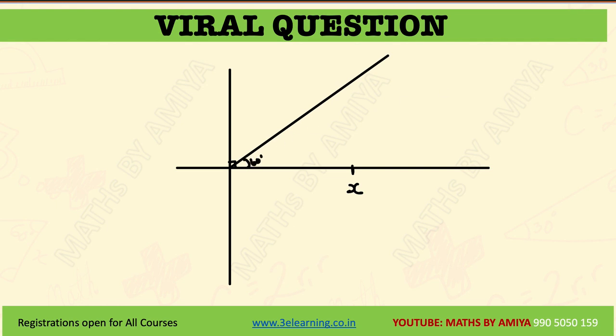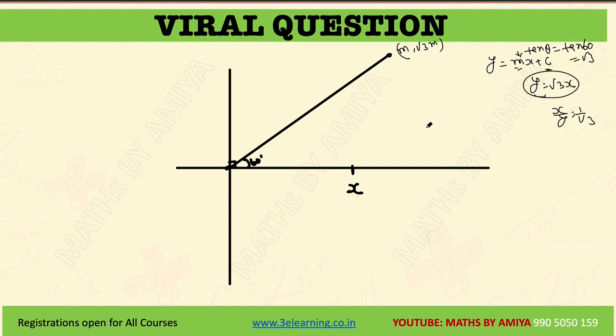And as we know, what is the equation of this line? The equation of a line is y = mx + c, where m is the slope and c is the constant. Since it is passing through the origin, we can say y = root 3 x. Why so? Because m is tan theta with the positive x-axis and theta is 60 degrees, so tan 60 is root 3. From here we can say x by y is 1 by root 3. So take this point as (m, root 3 m). I hope it is okay.